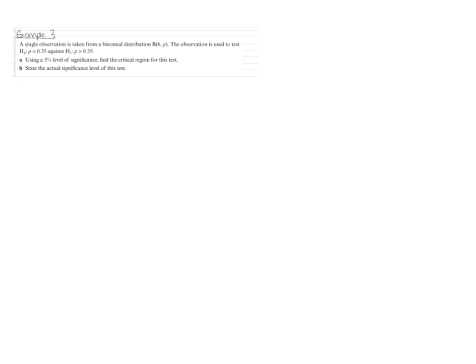Finding a critical region for a one-tailed hypothesis test. We know it's one-tailed because the alternate hypothesis is just probability is greater than 0.35. Because it's greater than, we're looking at the upper value, because a high number of values would mean that the probability is greater than 0.35, greater than the null. So we're looking at the upper end.